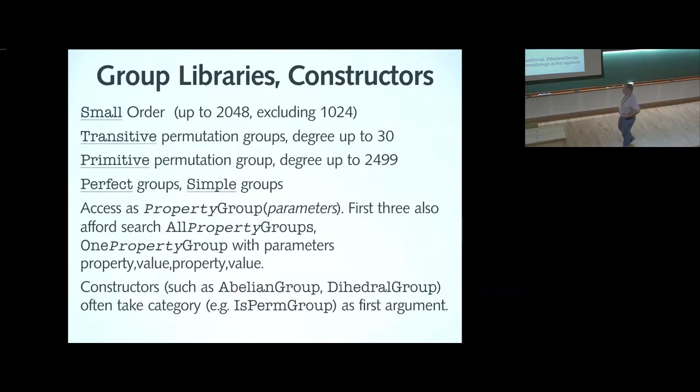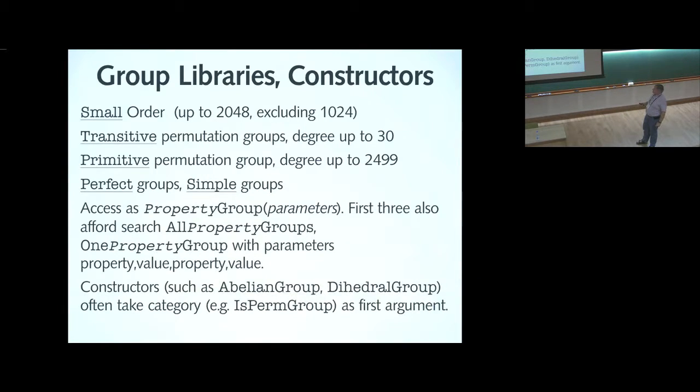Perfect groups and simple groups. The simple groups are a little bit different in that you don't parameterize them by order and number or degree and number, but you give them with a name. You want the simple group which is called HS for the Higman-Sims group, say.